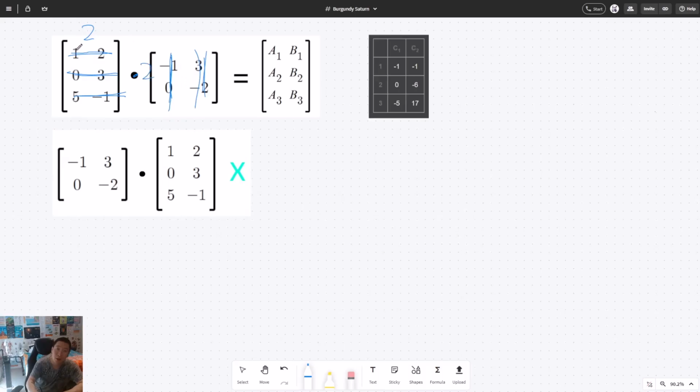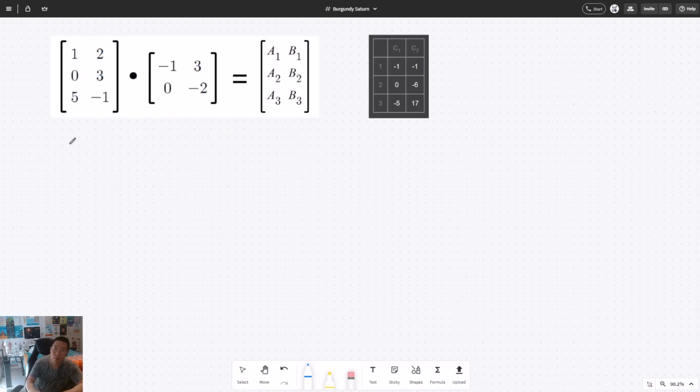So the number of columns, so 1, 2, is equal to the number of rows in the second matrix, 1, 2. In this bottom example where we have 2 columns but 3 rows, we cannot actually do this multiplication. So just to make sure, double check that the number of columns in the first matrix matches the number of rows in the second matrix.